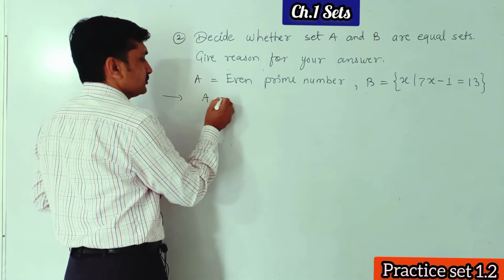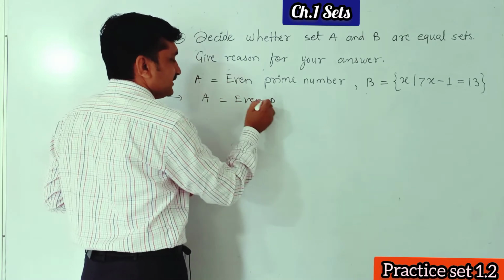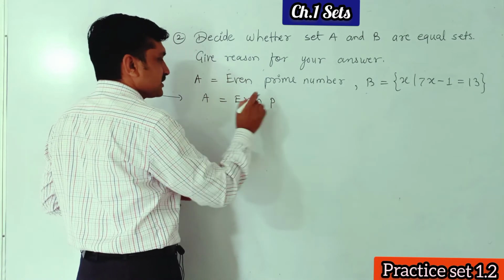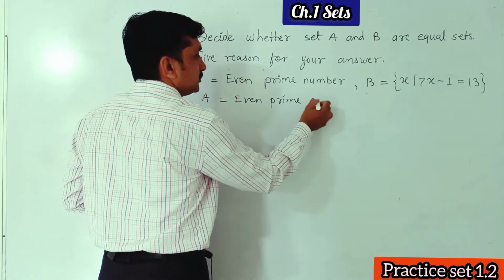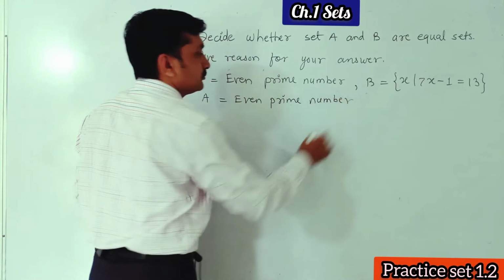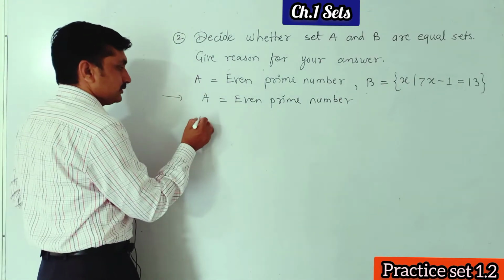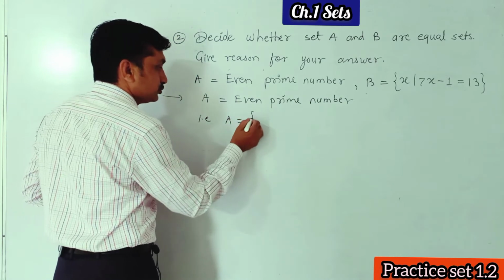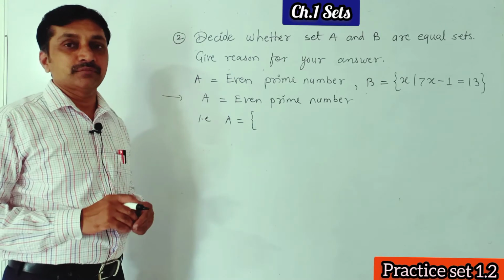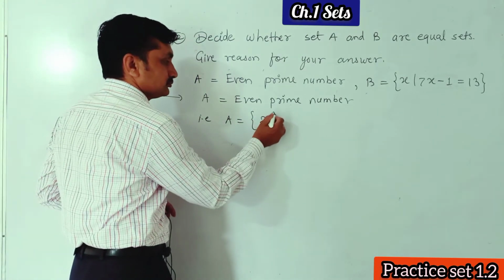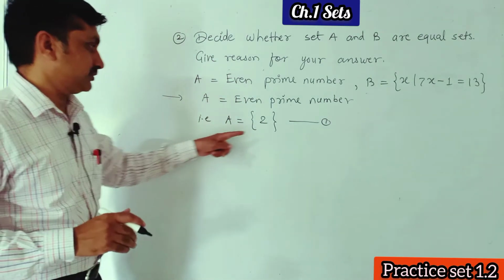It is in roster form. A is equal to, now it is not in roster form, it is a statement only. A is equal to even prime number. Now write this in the listing method. That is, we can write A is equal to, now you know what is even prime. Even prime is 2. I write here number 2. Okay, this answer is {2} in listing method.